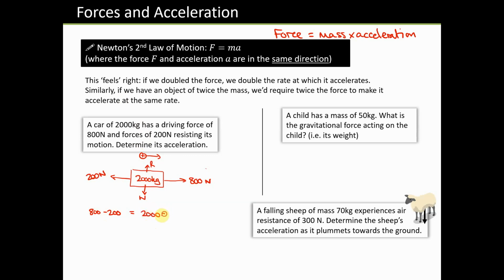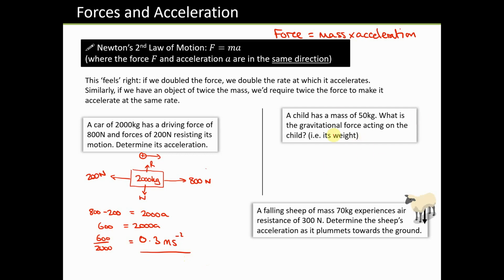And then the mass is 2,000. And then a is our acceleration. We don't have that yet. So we've got 600 equals 2000a. We just need to divide by 2000 at this stage to find out what my acceleration is. So my acceleration in this case is 0.3 meters per second squared, or ms^-2. Nothing too crazy there, it's just learning a new formula and getting used to using the values to find this.